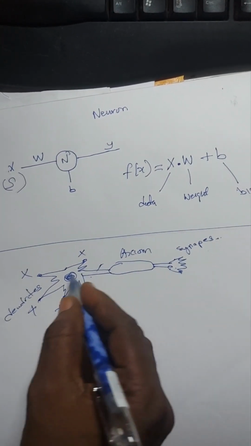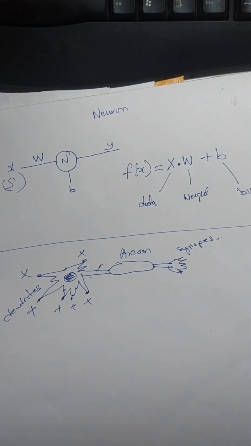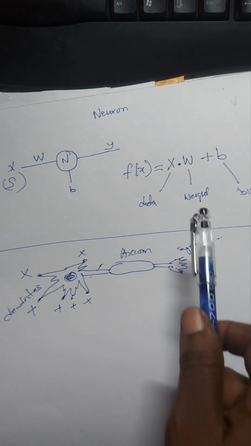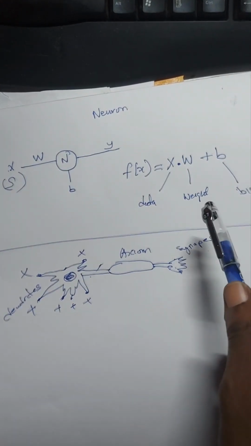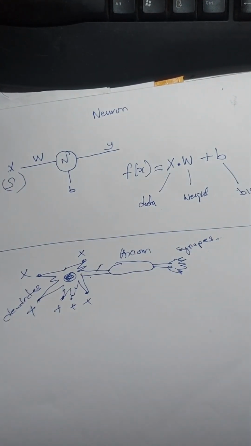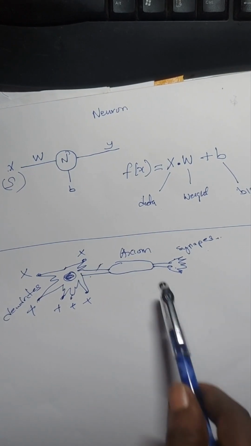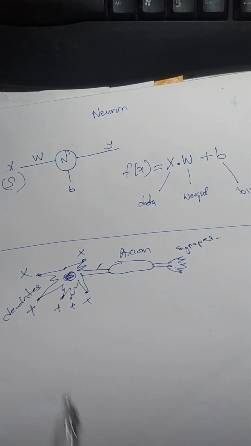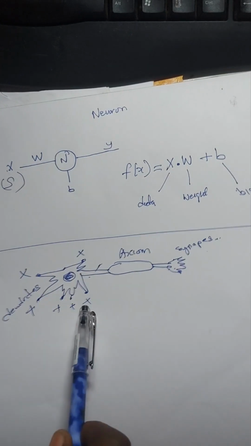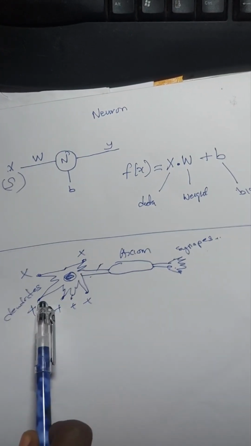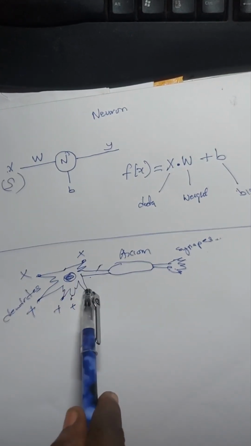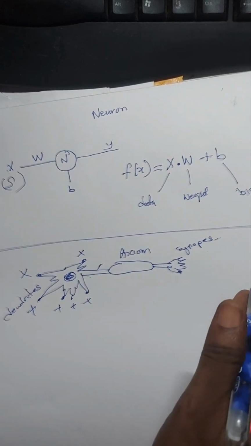This transmission line passes the signal and it is sent to another neuron via the synapse. It connects to another neuron via the synapse. But whatever input you pass to this neuron is converted to a signal strength that is passed on.